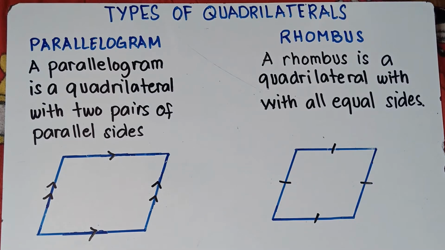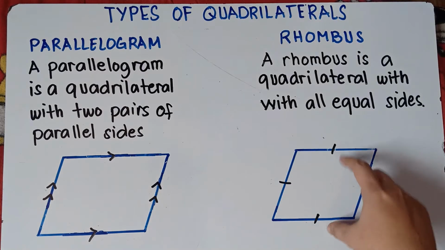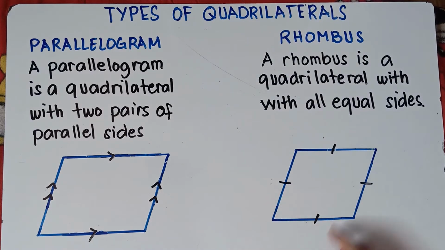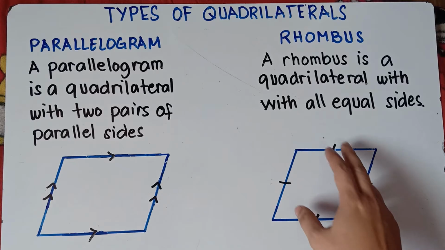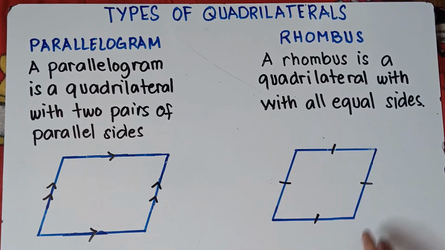So actually class, a rhombus is a special type of parallelogram because we do have also 2 pairs of parallel sides, right? As you can see, this side is parallel to this side, and this side is parallel to this side. But the difference, a rhombus, it has all equal sides. So all sides are equal for the rhombus.